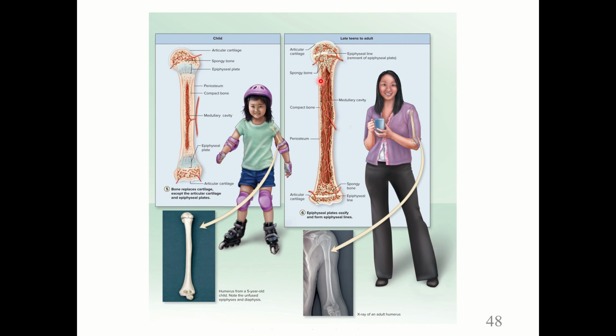Here we see an adult long bone, and we see the epiphyseal line, which is the remnant of the epiphyseal plate. So this woman has concluded her long bone growth. She will continue to undergo bone remodeling throughout her life, but her growth in height has reached its end. This is called determinate growth.